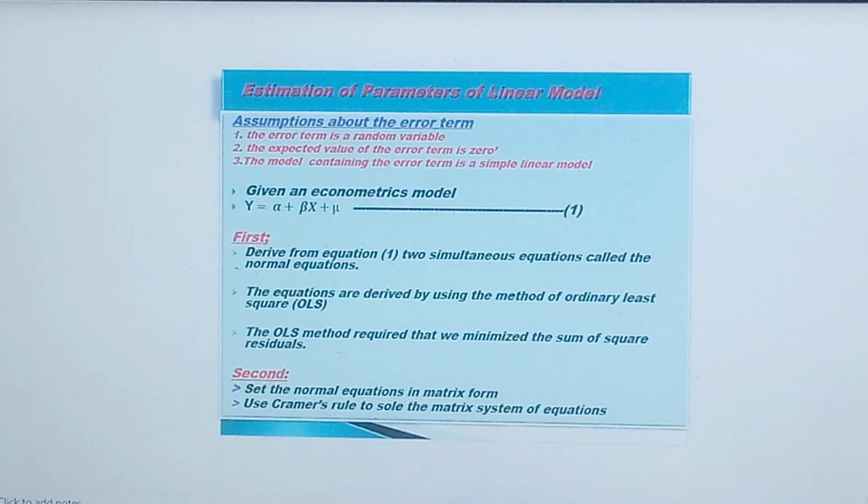So the model is given in the form represented in equation 1 below: y equals alpha plus beta x plus mu. So how do we now go about estimating the parameters of this model?